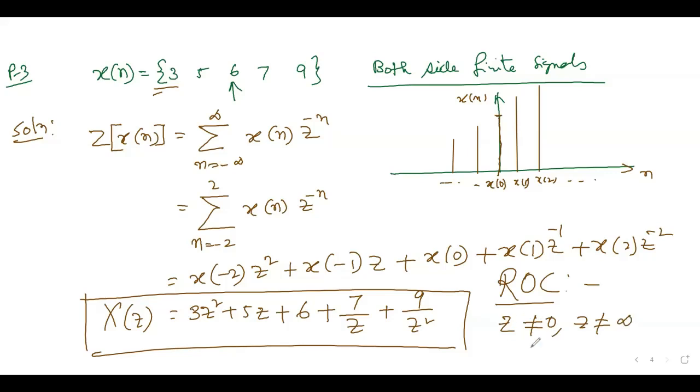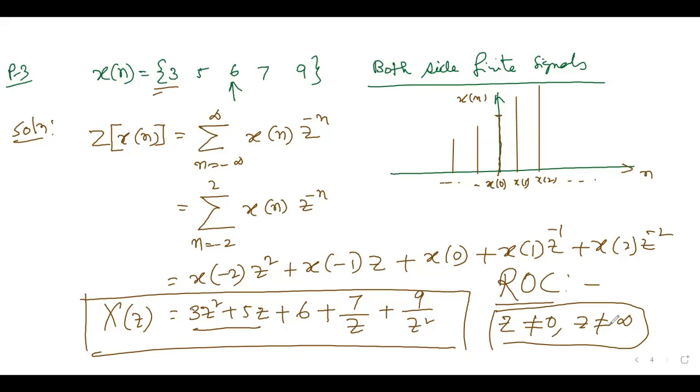If z equals 0, these two terms become infinity, and if z equals infinity, these two become infinity. So we cannot take this. So the region of convergence is z not equal to 0 and z not equal to infinity. Except these two values, all values of z you can take.